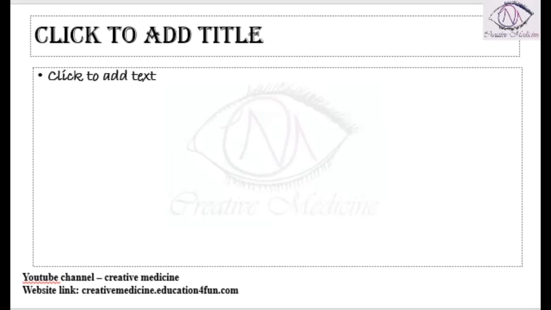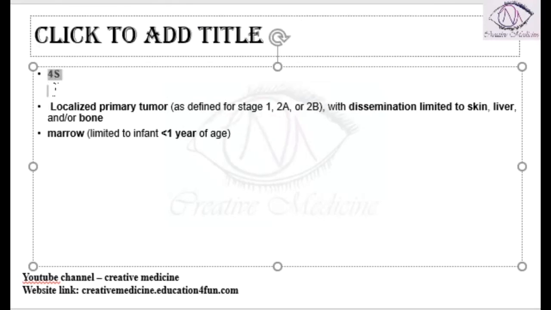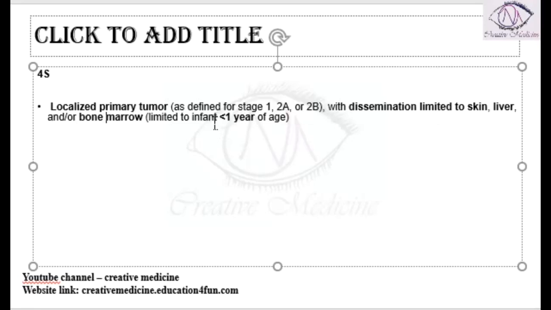Then we have stage 4S. In stage 4S, it is a localized primary tumor with dissemination limited to skin, liver and bone marrow. If there is a localized primary tumor that has spread to skin, liver and bone marrow in an infant less than 1 year, it is given 4S.